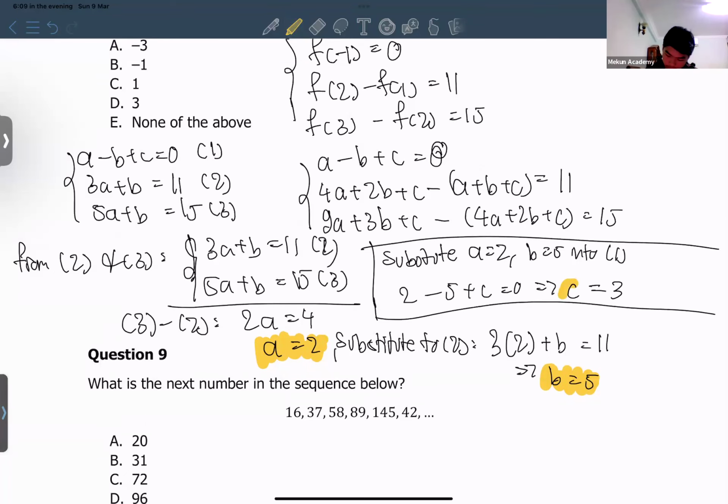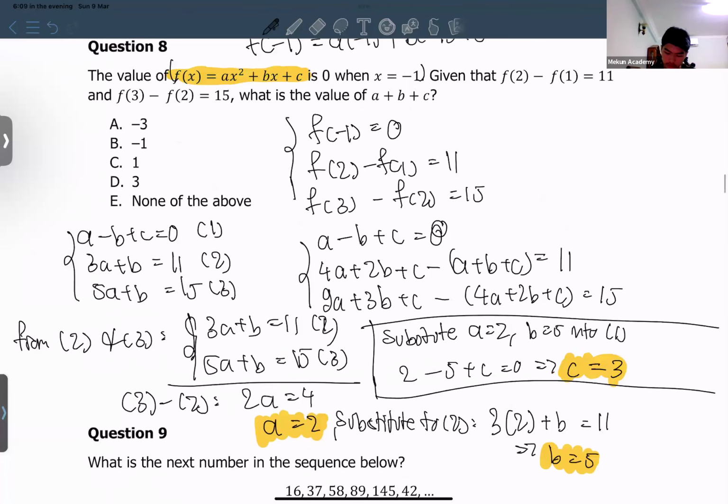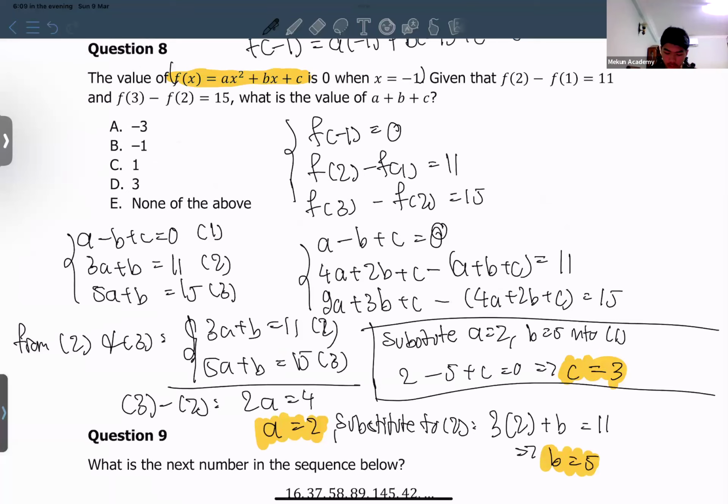So from here, you get the value of a, b, and c. So you can find what the question asks us, which is a plus b plus c. So a plus b plus c equals 2 plus 5 plus 3 equals 10. And among all the choices, there's no 10. So for question 8, the answer is E.